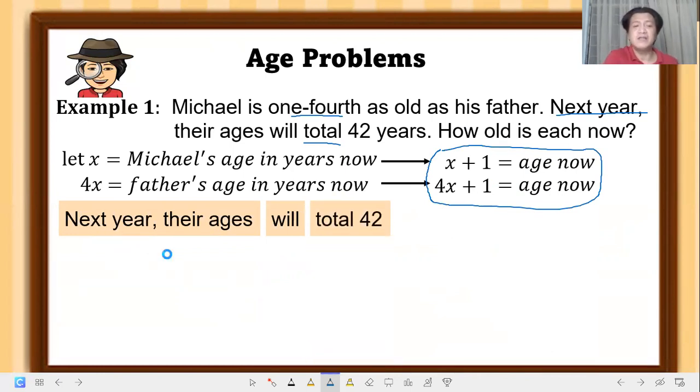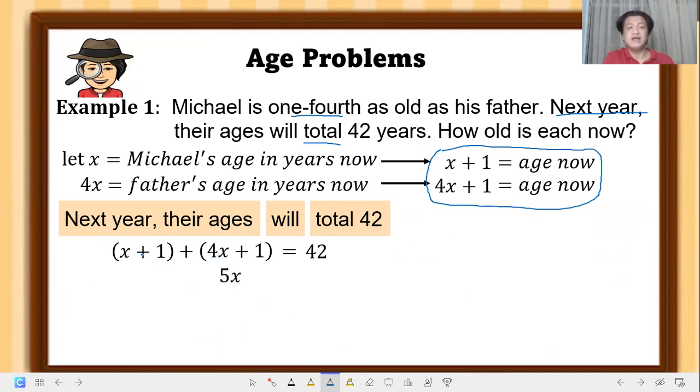Okay, next year, di ba? Pag nirepresent natin yan, addition. X plus 1, ito yon yung age ni Michael. And then yung age ng father niya 4x plus 1 will, yung that is equal symbol. Yung total, that is 42. From this, you can now, combining like terms, what is x plus 4x? 5x yan. And 1 plus 1, that is 2. And bring down natin yung 42. Then you can now transpose positive 2 on the right side of the equation. Therefore, copy natin yung 42. It will become minus. Okay?